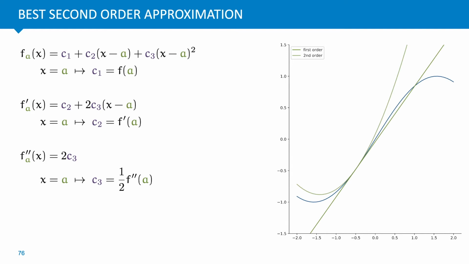So we fill in these values as constants, and we get our best second order approximation to the function at a. And depending on how much calculus you did, you may recognize this as the second order Taylor approximation of f.